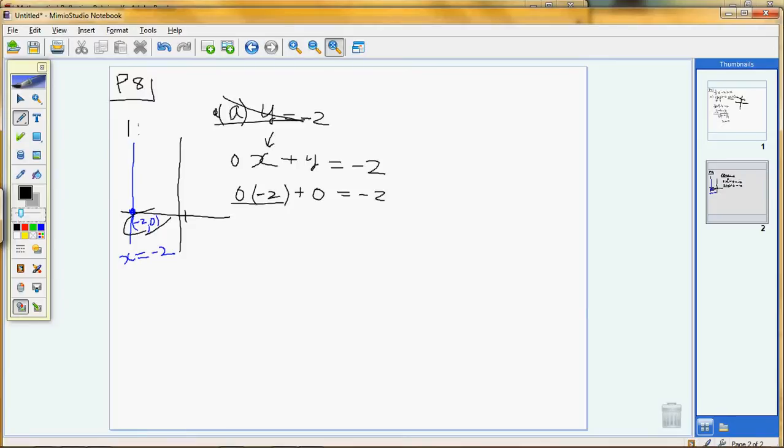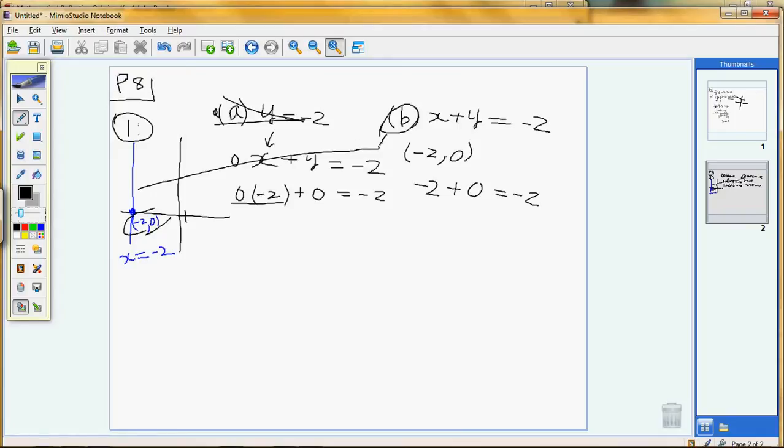So how about equation B? Equation B is x plus y is negative 2, and we use the same point, negative 2 and 0. So x is negative 2 in this case, so we're going to replace that. Negative 2 plus y, which is 0. Is that negative 2? That works. So graph 1 satisfies equation B.